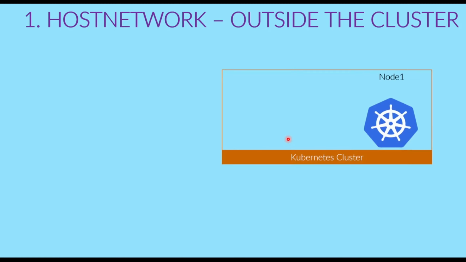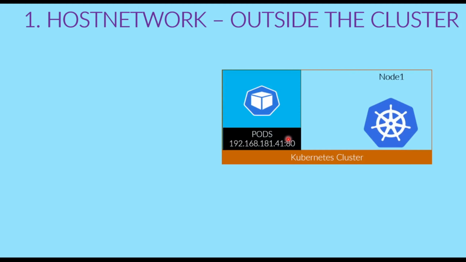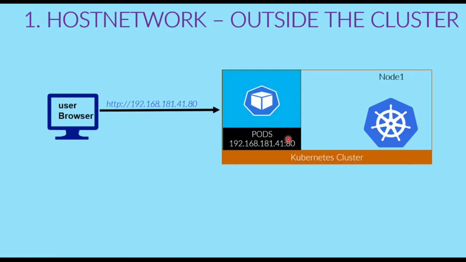Here you can imagine I have a Kubernetes cluster with a single node where my Nginx pod is running with the listener port 80. If you want to access this pod outside the Kubernetes cluster with the IP, you can try to hit the URL with the listener port 80. When you do this, you will get connection refused.